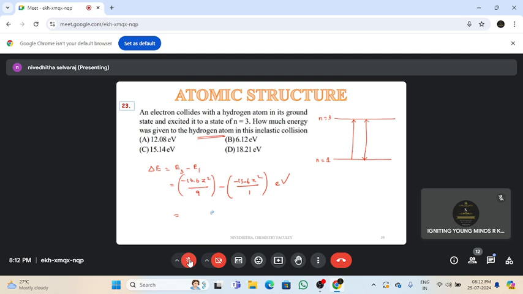Ma'am, it is nearly 12.7 electron volt. Okay. So Divya's answer is also 12 point something, right? Right, Divya? Yes, ma'am. So which means we have to supply 12 electron volt of energy on the electron to excite this electron from first state to third state. So answer is option A. Is that clear? Shall we move on to next question?